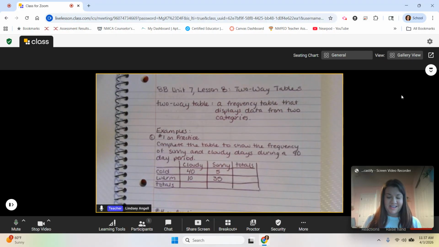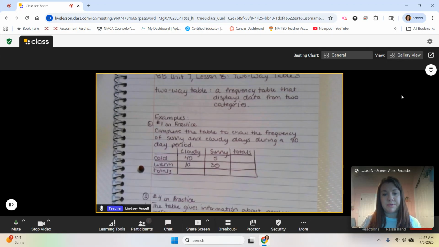There we go. Alright, so we're going to switch gears from talking about graphs and scatter plots and all that, and we're just going to be talking about tables today. And I really like this lesson, mostly because it kind of feels like we're solving puzzles, and I like that. So a two-way table is a frequency table, right? So frequency meaning like how often something's happening, that displays data from two categories. Okay, and we'll see that in each of the examples.